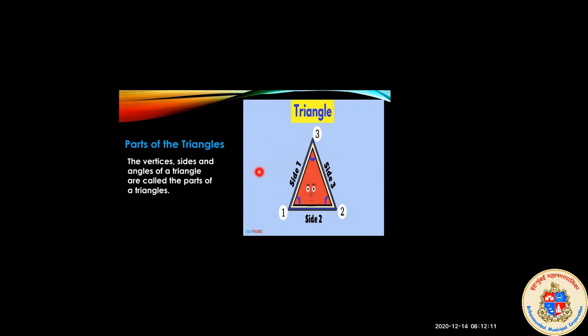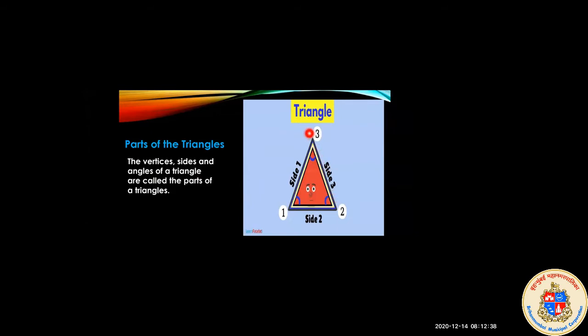Now the second part is sides. There are 3 sides of the triangle. This is side 1, this is side 2, and this is side 3. So how many sides are there? There are 3 sides and 3 vertices. And there are also angles of a triangle. Angles are also 3. This is 1, this is 2, and this is 3.